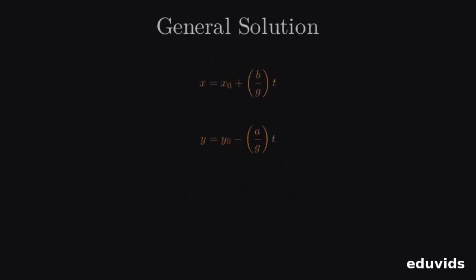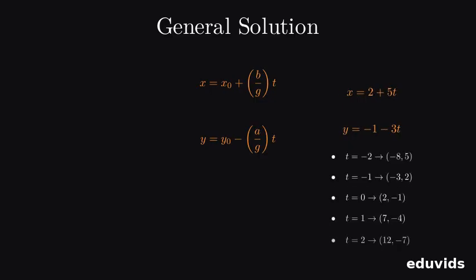Once we have that single ticket, the complete infinite family is x equals x naught plus b over g times t and y equals y naught minus a over g times t, where t is any integer. For our numbers that means x equals 2 plus 5t and y equals negative 1 minus 3t. Slide t through negative 2, negative 1, 0, 1, 2 and watch fresh integer pairs appear.